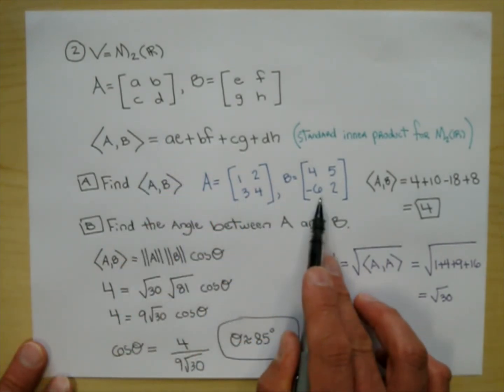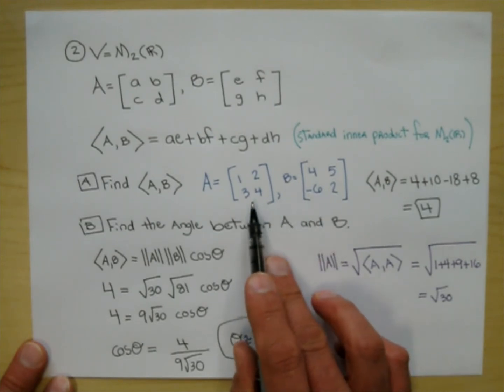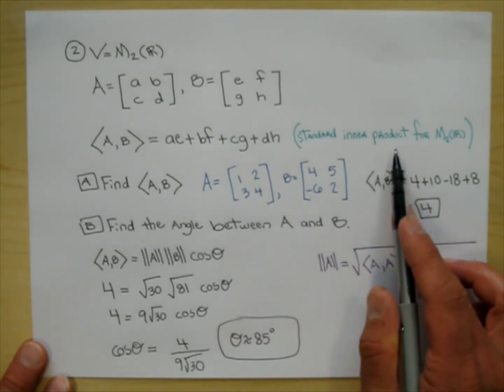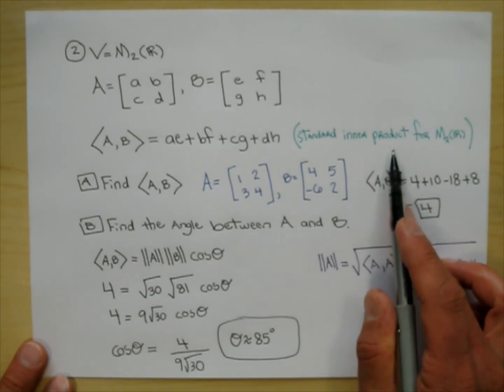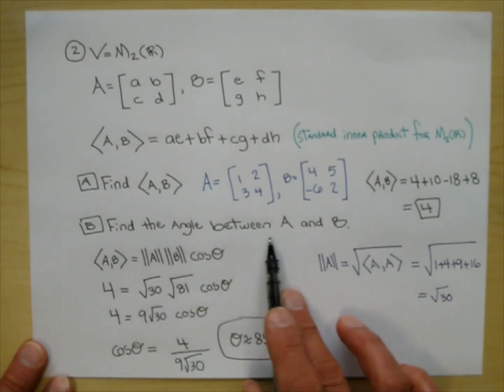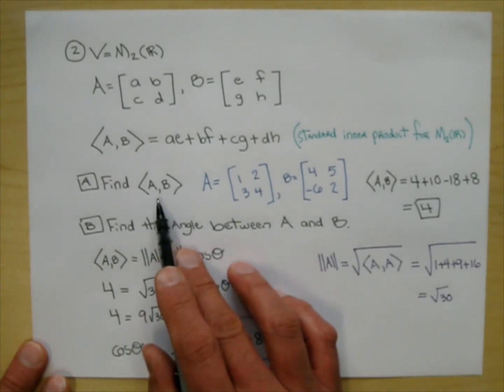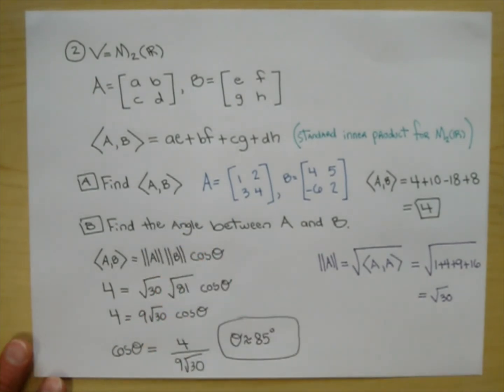So we've just found the angle between these two matrices, these two vectors, and you can do this only when you have an inner product. If you just had a regular vector space without an inner product, this would be meaningless, and so would asking for an inner product if you weren't given one. So given the standard inner product for 2 by 2 matrices, we get 85 for our answer.